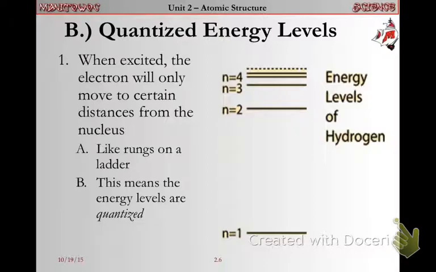So this whole concept, the fact that the electrons can only jump to certain distances away from the nucleus, is what we mean by quantized. This means that the energy levels are quantized, which I always kind of think of as being consistent. The energy levels are consistent. It's a consistent jump, same distance away from the nucleus every single time.